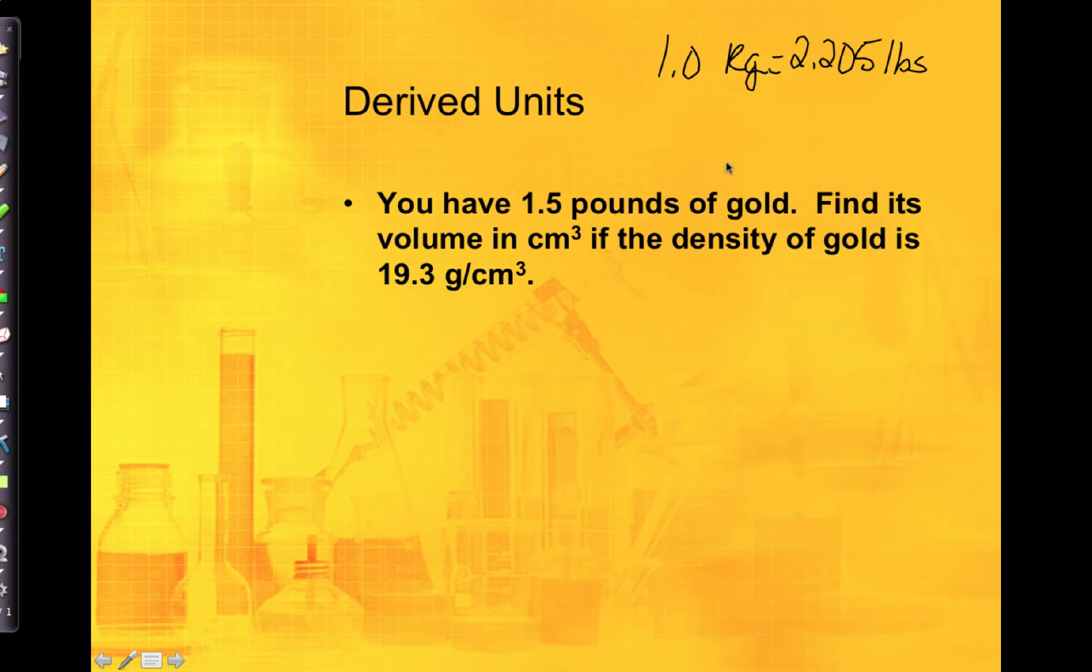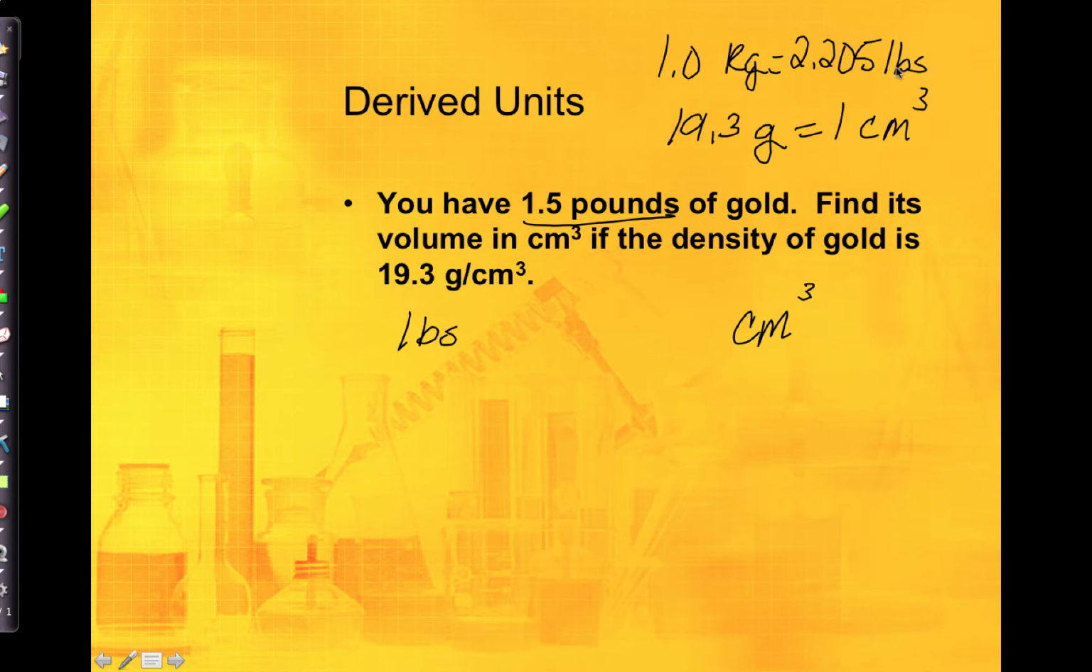All right, so I also was given density, which means I have a conversion factor. I have 19.3 grams, and that's equal to 1 cubic centimeter. Okay, and now I'm looking for a volume in cubic centimeters. This is what I want. And I was given 1.5 pounds. Remember, conversion factors are never the beginning of a dimensional analysis problem. Density will never be the beginning of a dimensional analysis problem. So, I'm starting with pounds. I need to go to cubic centimeters.